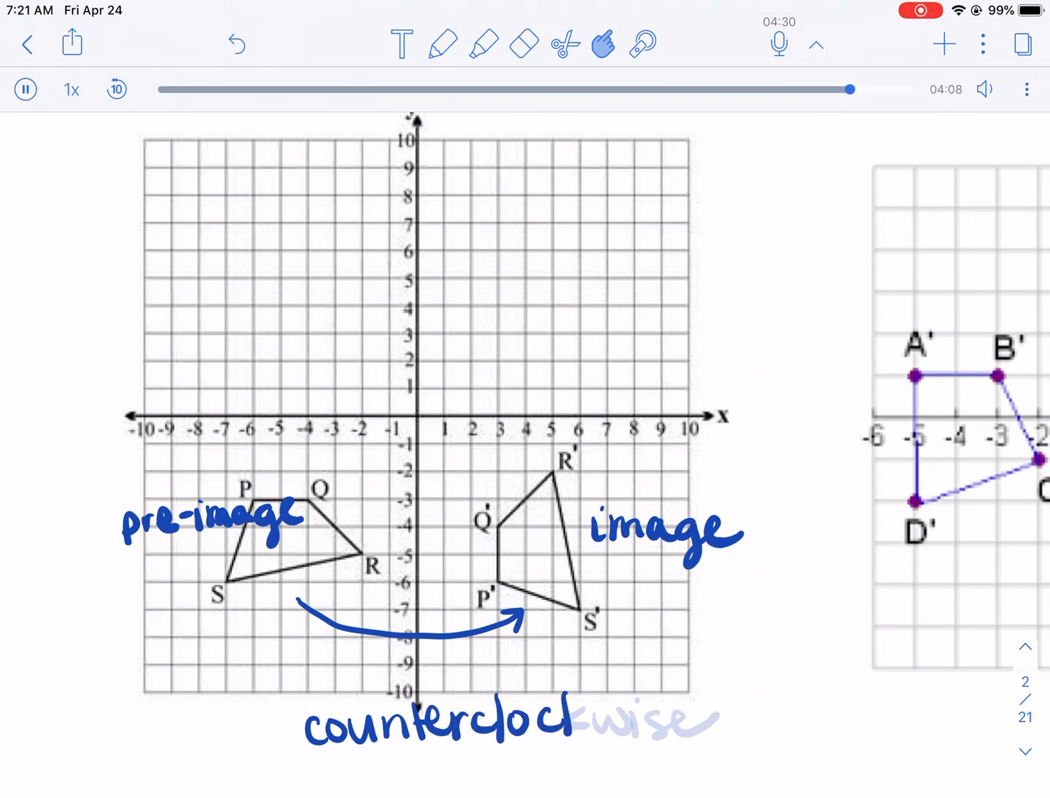So it's super important to identify which is the pre-image and which is the image, because that will change the direction. If the right shape were the pre-image, then it would change which direction it was moving. So always, always, always think which one came first, which one's the pre-image as you're doing your assignments.